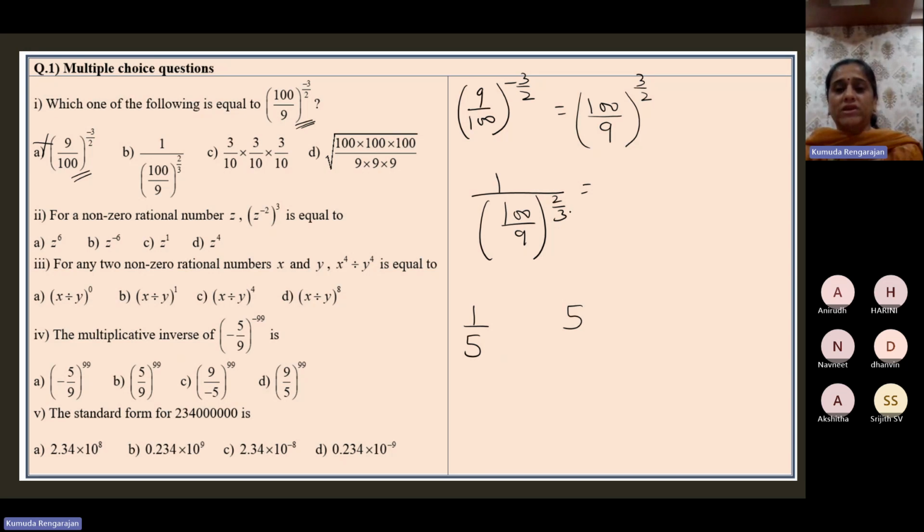Okay, so how do you write the equivalent of this? So this can be regarded as, see, because 1 to the power 2 by 3 is also 1. 1 raised to any power is 1. So this one can be written as 1 divided by 100 by 9, the whole power 2 by 3. Listen carefully.